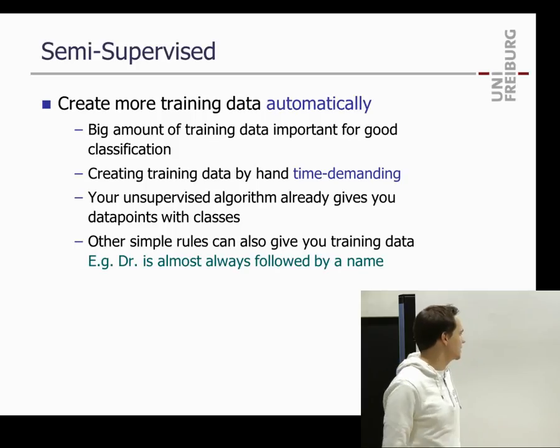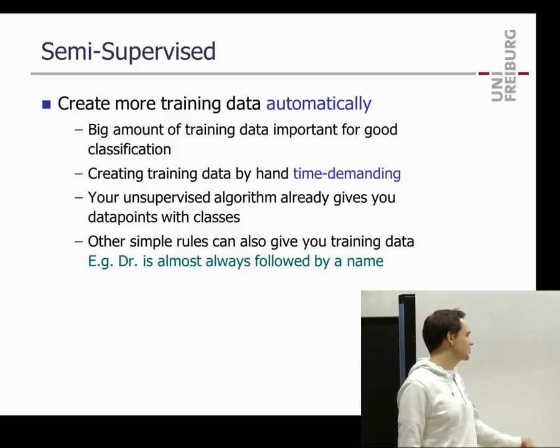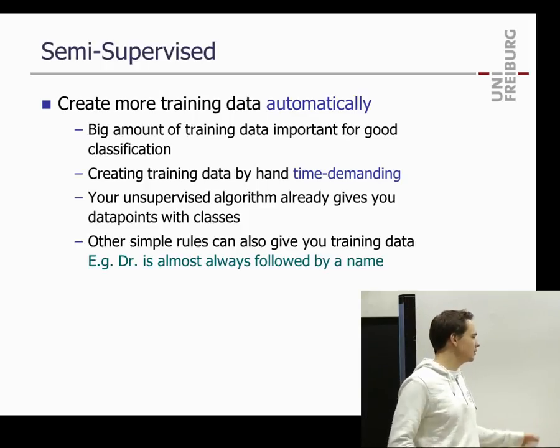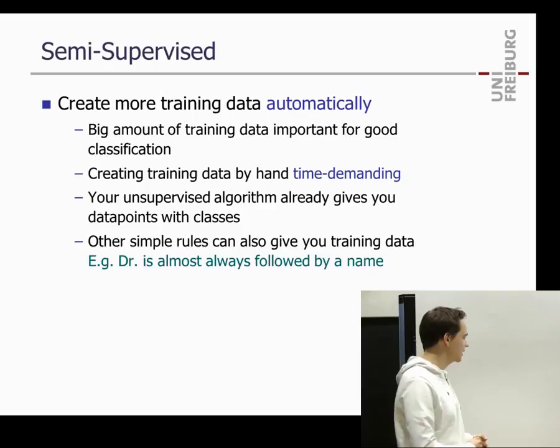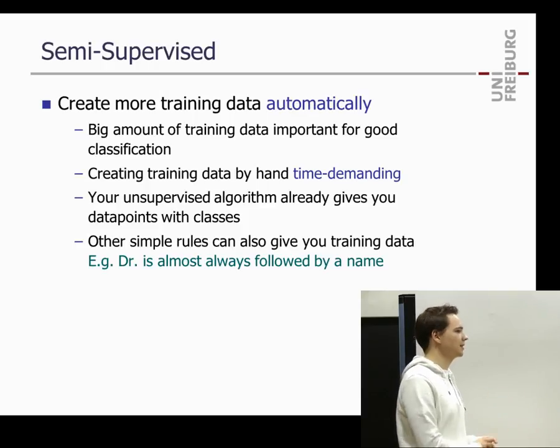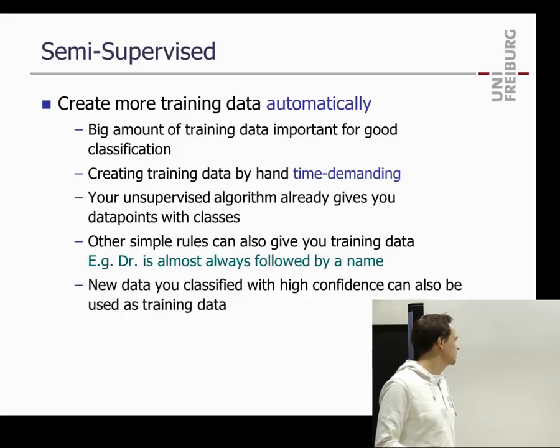And there are also other ways, like you could use just some very simple rules to give you training data. For example, doctor is almost always followed by a name. So you can just say, okay, I take all the words that follow doctor in a big corpus of text and say these are all names, and then I use these as training data. Yeah? So this would be giving you more training data automatically.